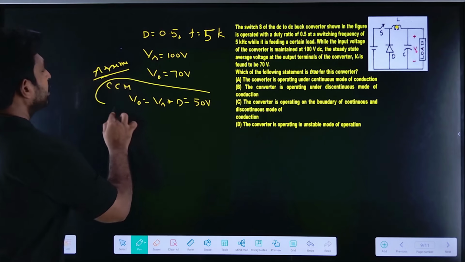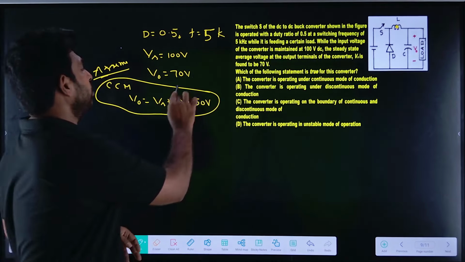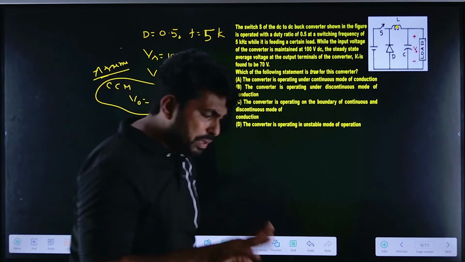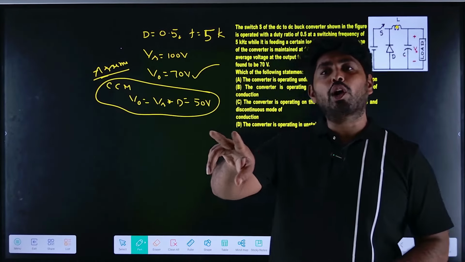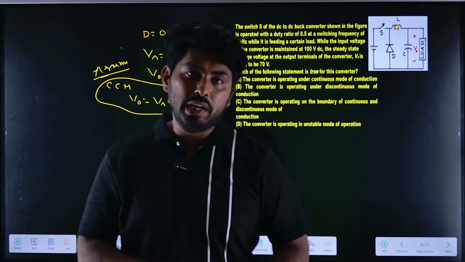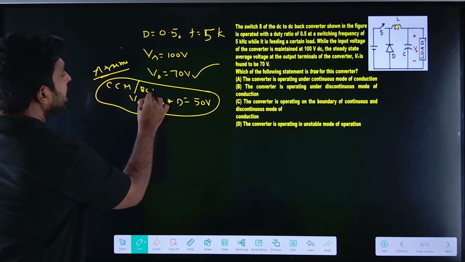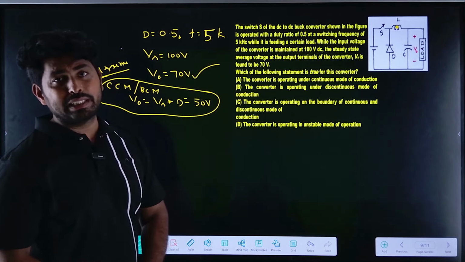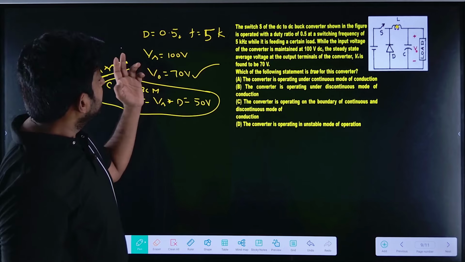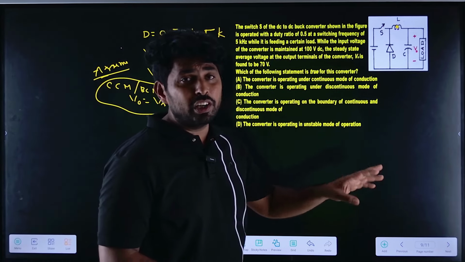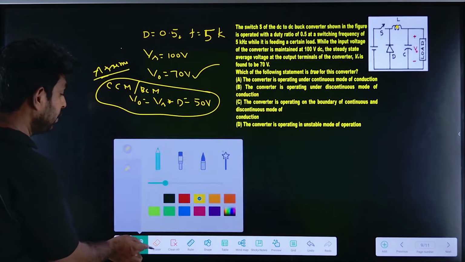But what happens if you observe here? The V0 is given as 70 volts. That means it is not operating in the continuous conduction mode, or in the boundary conduction mode. In case of the continuous conduction mode or boundary conduction mode, V0 equal to Vs into duty cycle. But in case of the discontinuous conduction mode, V0 is not equal to Vs into duty cycle. Let us see what it means.